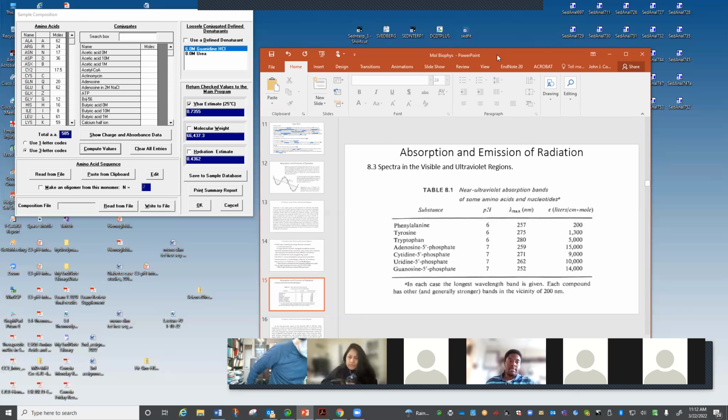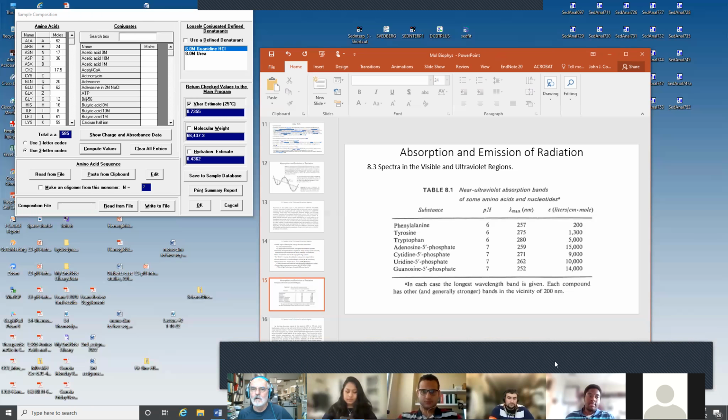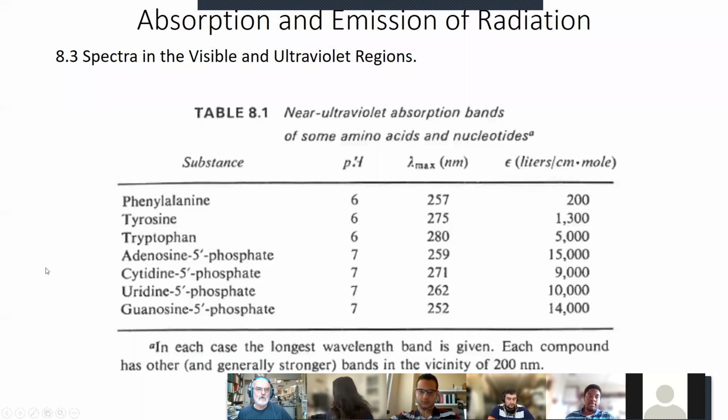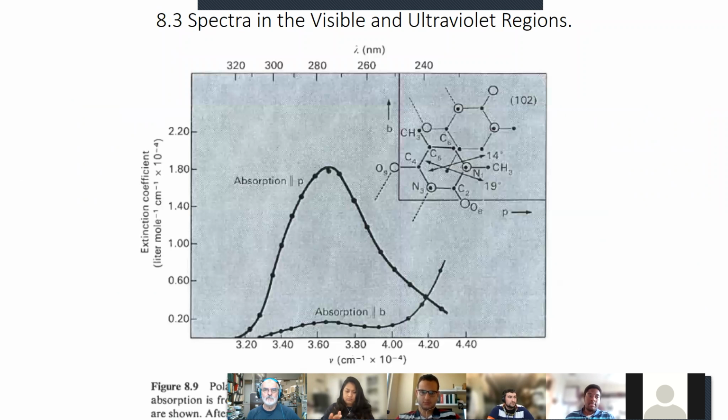Okay. Are we back? Okay, so table 8.1 shows wavelengths and extinction coefficients. And then this is a summary of, and then here's a typical example of a spectrum.